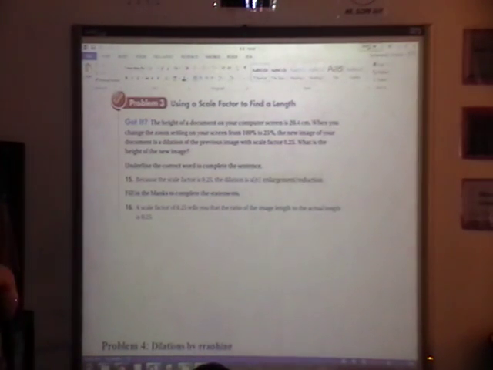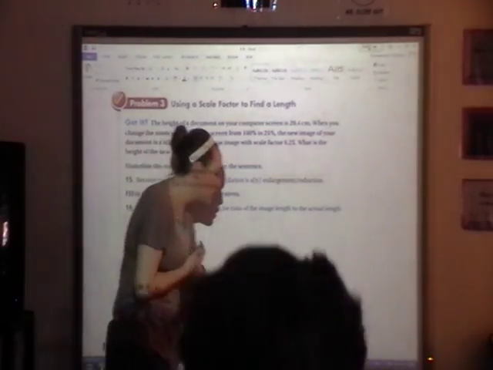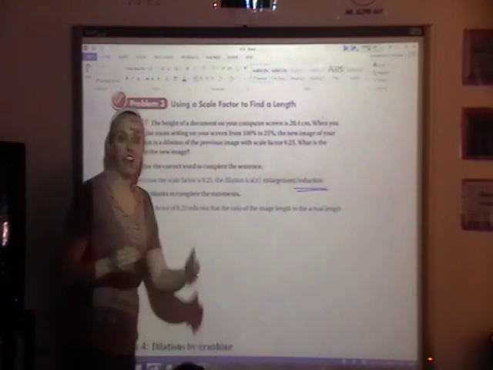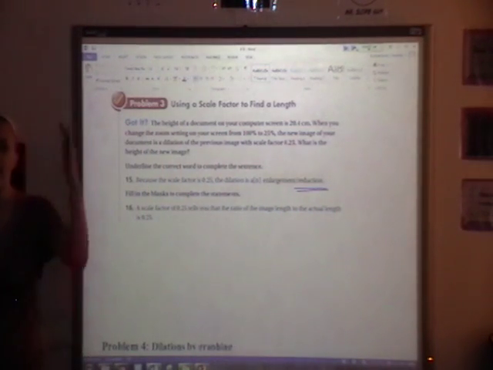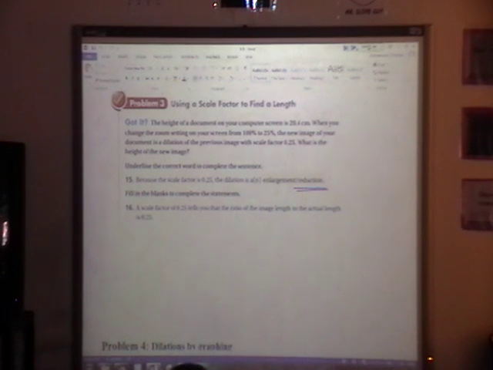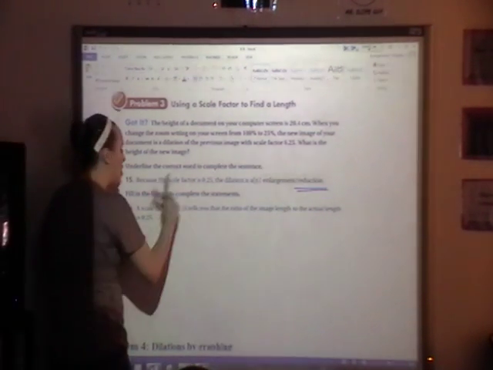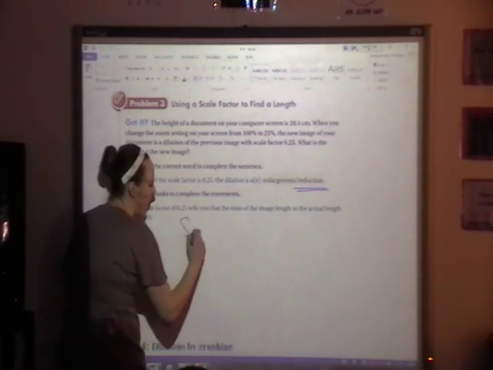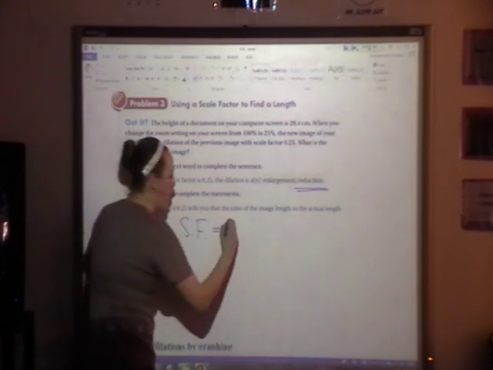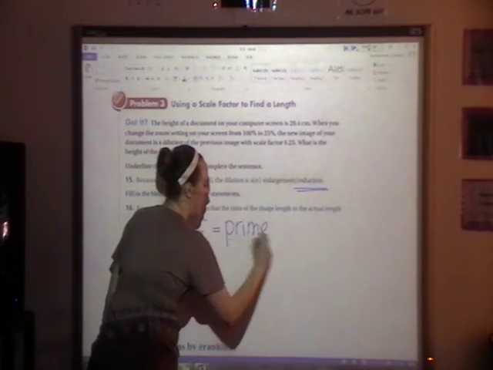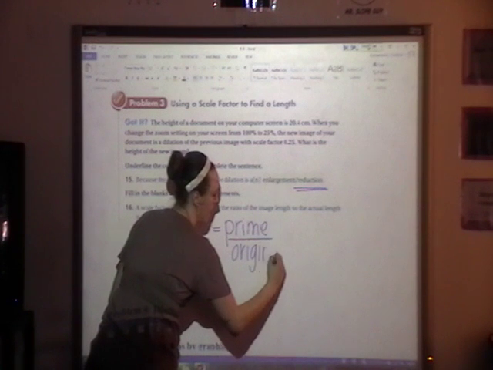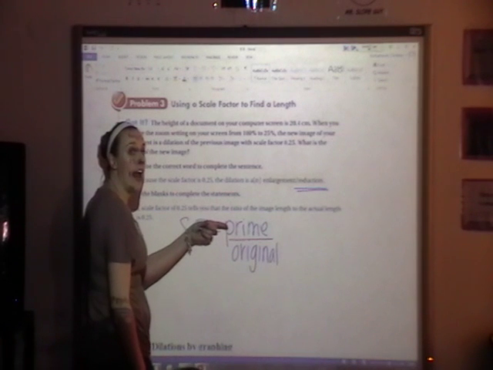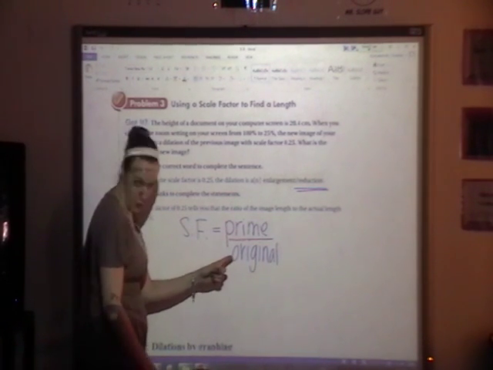Okay, now we can use scale factor to solve. Because the scale factor is 0.25, do we have an enlargement or reduction? Reduction. If it goes from 100% on the document screen to 25, that should make sense in your head that it is getting smaller. It says a scale factor of 0.25 tells you the ratio of the image length over the actual length. So scale factor is equal to prime over original. Remember, prime is where you end up, original is where you started.